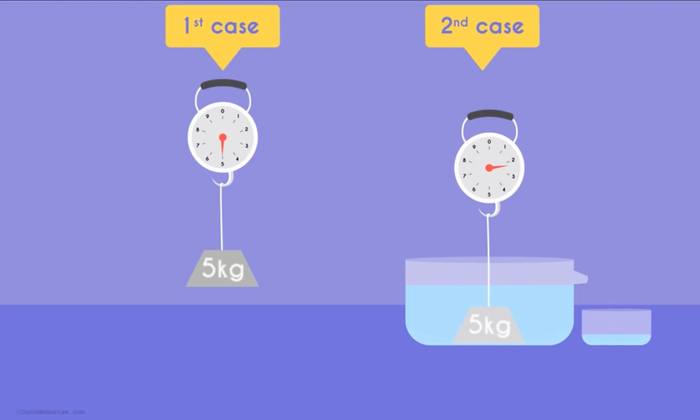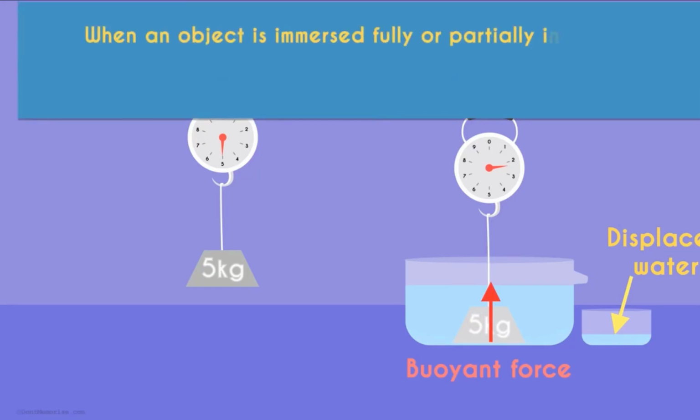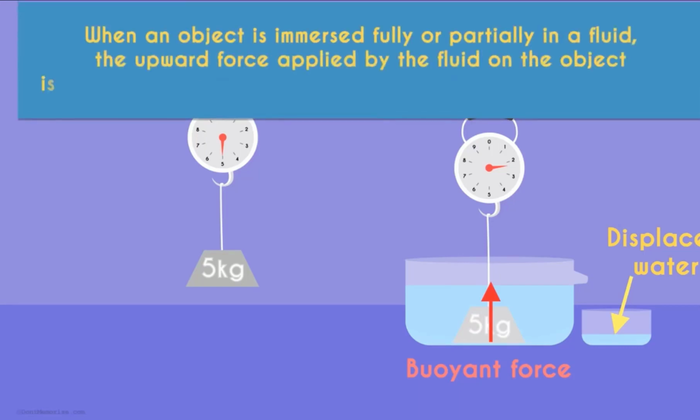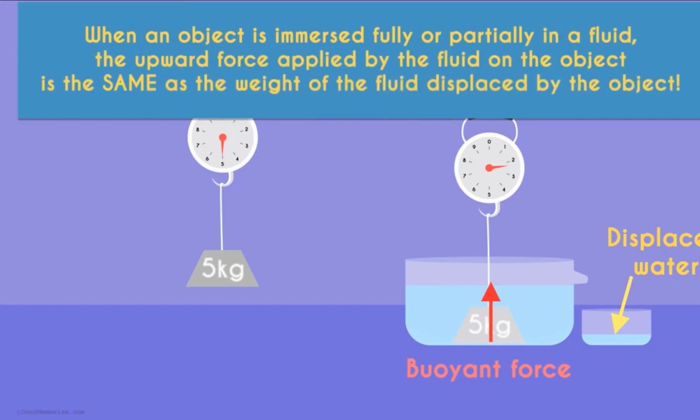And we will see the reading is smaller. Why is that? That is because of the buoyant force acting on the object. And you will notice displaced water. And the displaced water's weight is the same as the buoyant force. So this is the theory. A floating ship applies this concept.